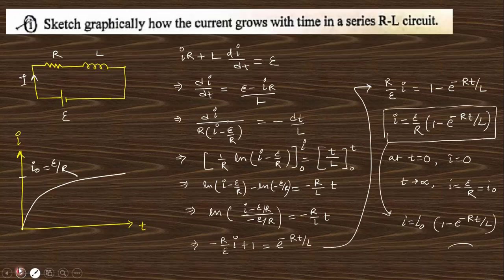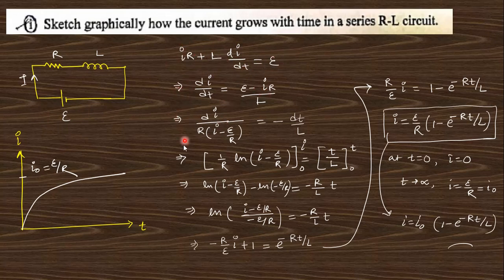Next question. Sketch graphically how the current grows in a series RL circuit. So this is a series RL circuit. If you want to write down the potential with Kirchhoff's voltage law, that is the second law, that is IR, the voltage across the resistance, and this is the voltage across the inductance, equal to the total EMF.